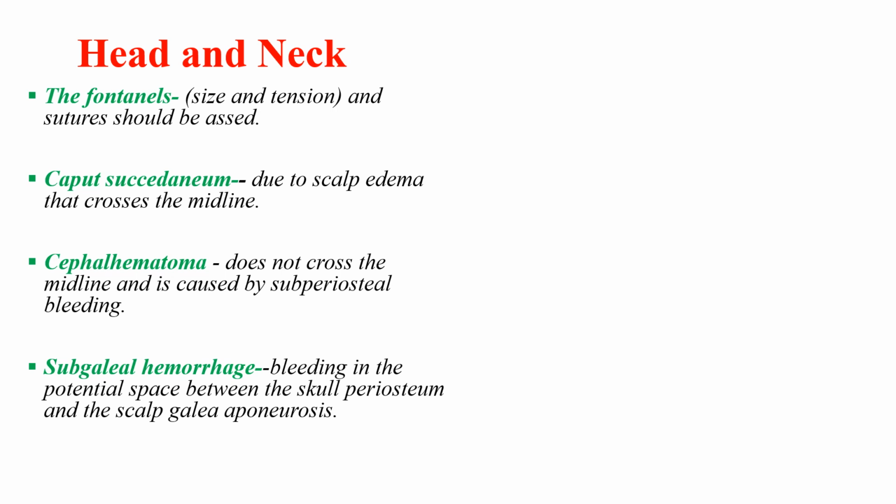The next is head and the neck examination. We should examine the fontanelles, the size and the tension, and also sutures. And we should check the presence of caput succedaneum, which is due to scalp edema that crosses the midline. We should also check for cephalohematoma and subgaleal hemorrhage. Cephalohematoma does not cross the midline and it's caused by subperiosteal bleeding, whereas subgaleal hemorrhage is a bleeding in the potential space between the skull periosteum and the scalp galea aponeurosis. This crosses the midline and it causes extensive bleeding.